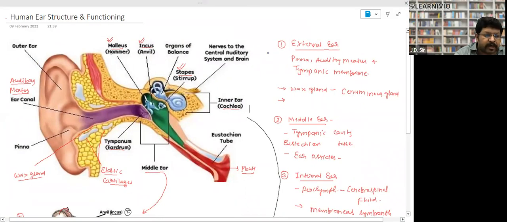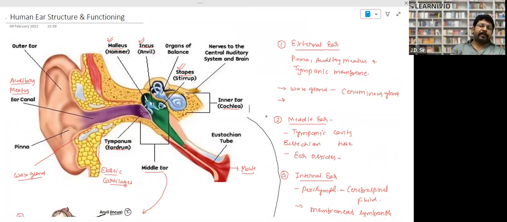Equally, the structure of the human ear is important. You have to understand it patiently. You need not be afraid of this one. It's not that complex. Look, the mechanism of listening is not important for you, but the anatomical part is important, right? The mechanism part was important for your board.